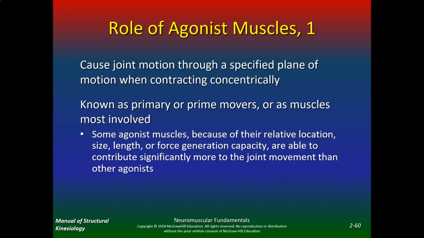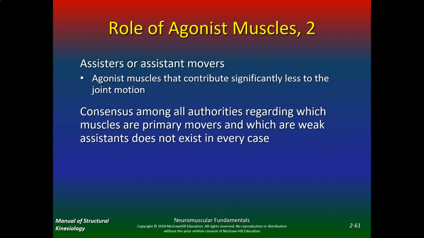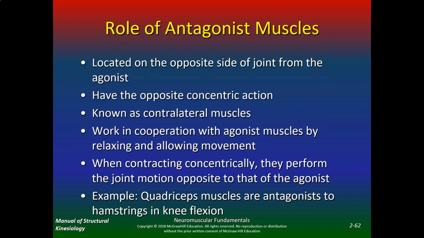So if we're doing a bicep curl, right, your agonist is your biceps brachii. Your antagonist would be your triceps. So there's assisters or assistant movers, agonist muscles that contribute significantly less to the joint motion. Consensus among all authorities regarding which muscles are primary movers and which are weakest does not exist. So let's say you're doing a bicep curl, well, the main agonist might be the biceps brachii, but some will say, oh, the brachioradialis is also an agonist, and you're right, it's an assist in elbow flexion.